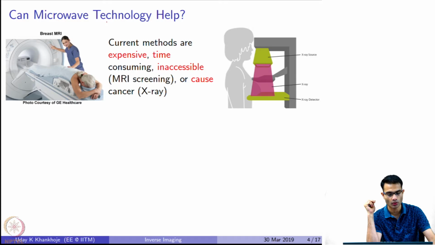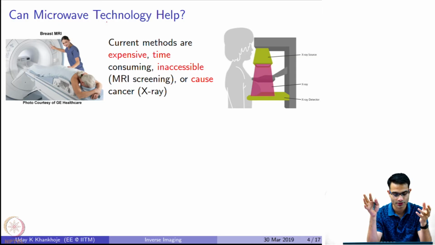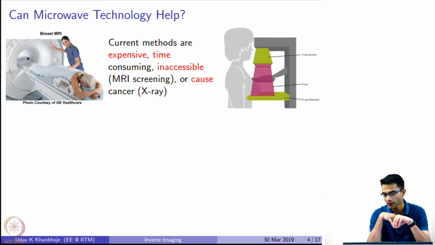So let's look at how things are done currently. So one is of course MRI. We all have heard of the wonders of MRI technology, right? So it produces very accurate and precise images of any part of the human body, not just breast tissue, but any, right? And that's one way. And the other way, shown on the right, is what is called X-ray, which is also something you are all familiar with, right?